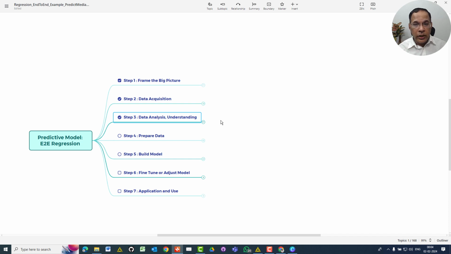Let's go to the next step in the next video, where now that we have understood the data, we're going to do one more step around preparing the data, because we saw that there were some missing values and so on. Data preparation is a key part of any data science life cycle, and that's a key step. So we will spend some more time on that in the next video. And then we will go to model building, and then fine tuning the model and so on.